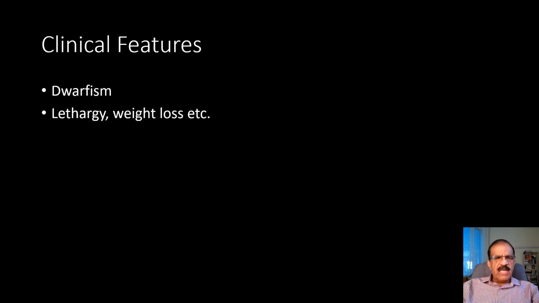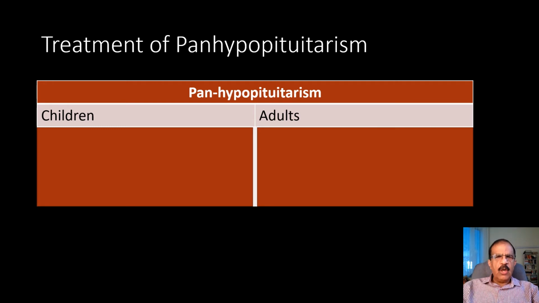Clinical features are just dwarfism and lethargy, weight loss, and there are no very specific symptoms. So you need to keep a high index of suspicion to figure out that this could be a case of hypopituitarism. Now, once you have diagnosed hypopituitarism, then we need to treat them. The treatment approach is different in adults as compared to children.